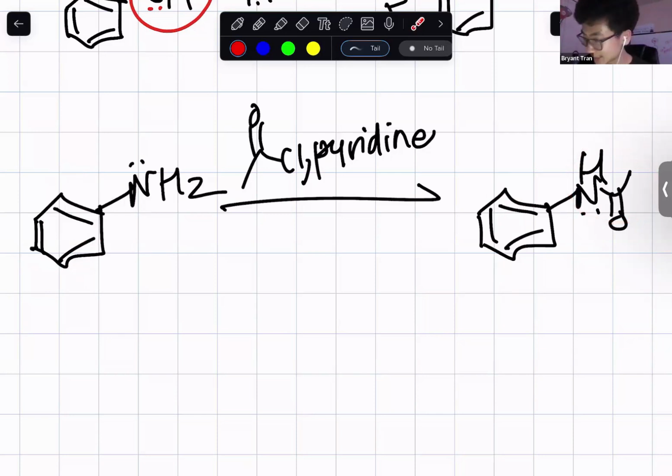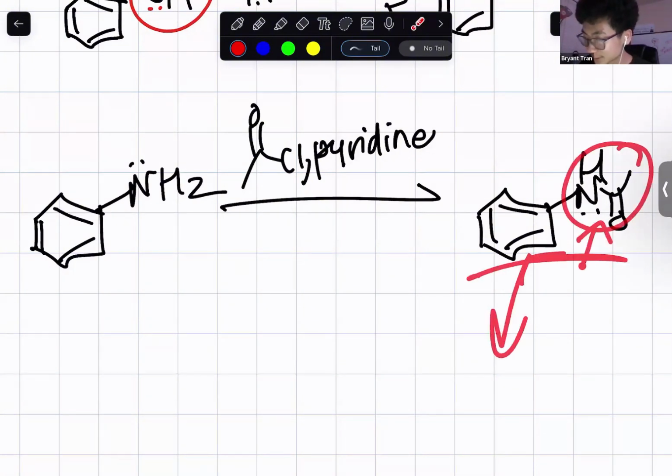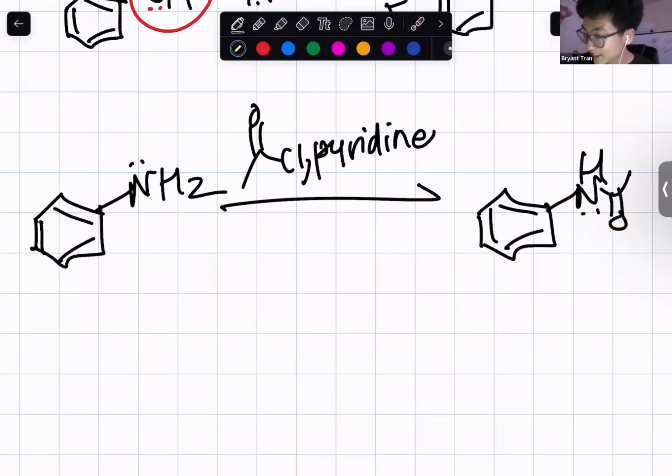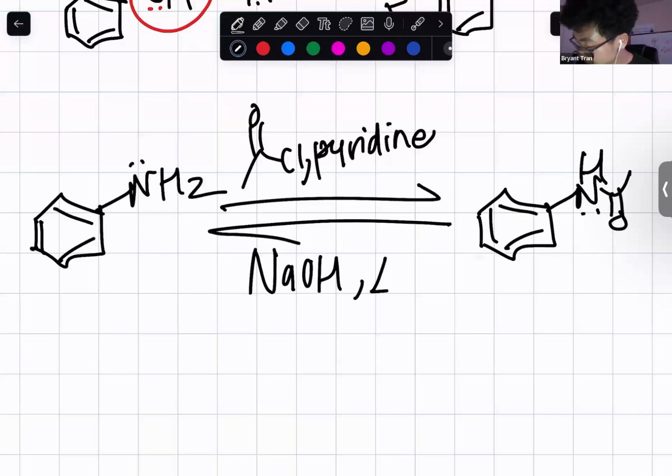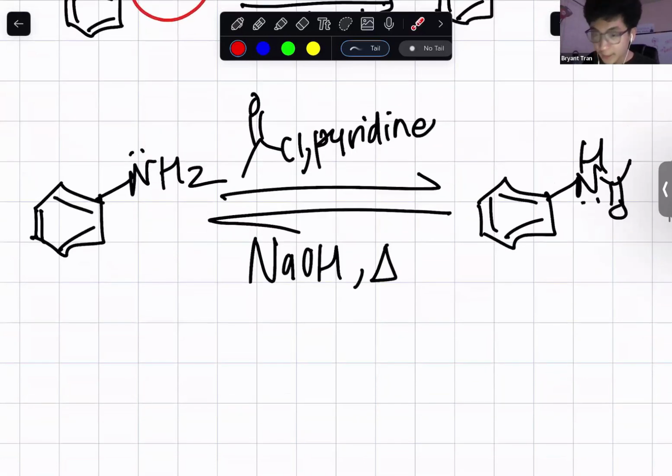So now we can do the Friedel-Crafts reaction from this weakened nucleophile, which will attach the acyl group to the benzene ring now, right? Now, if you want to deprotect it, we are going to use NaOH and heat, right? Which is going to deprotect this group to the NH2 right there, right?